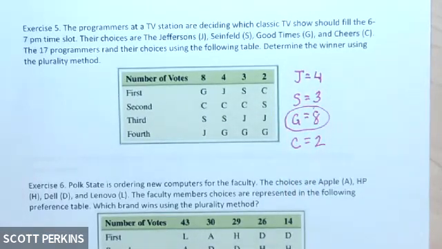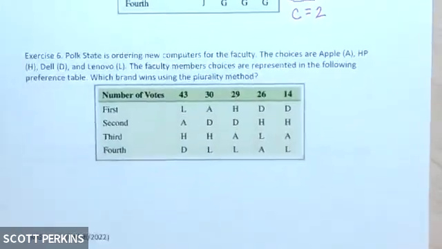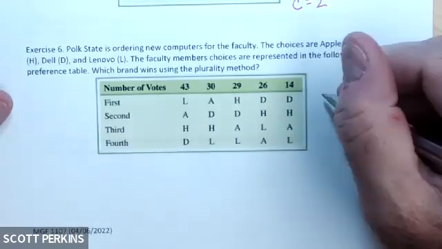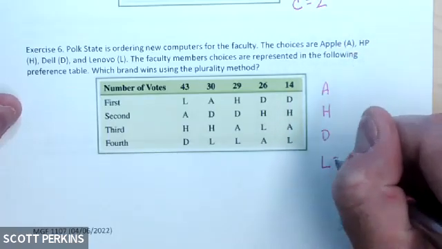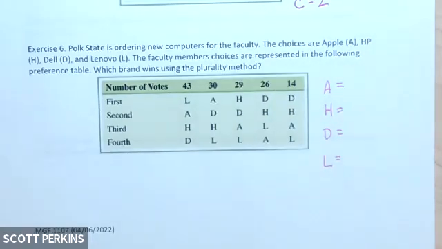One more problem, Polk State is getting new computers for the faculty. Not really, but that's the problem I invented. The choices are Apple, there's the choices, you got those. The faculty members are voting on what they want. So if the plurality wins, go ahead and determine what kind of computers they would get. None of them are cheap, so you never know.